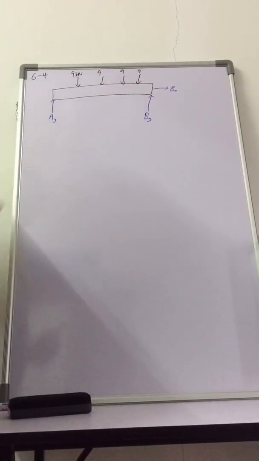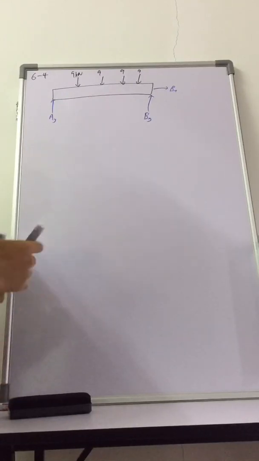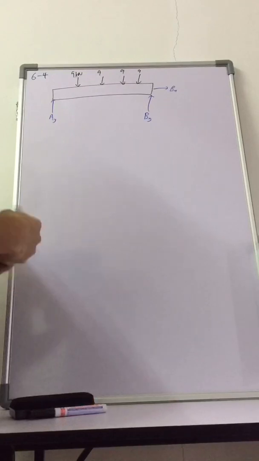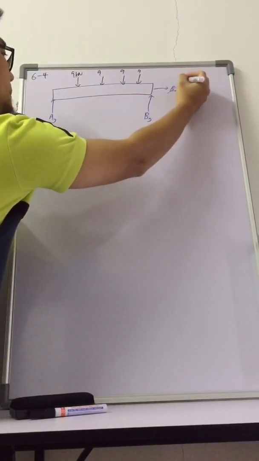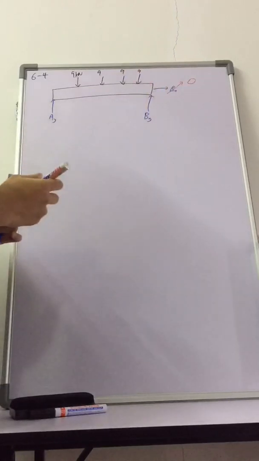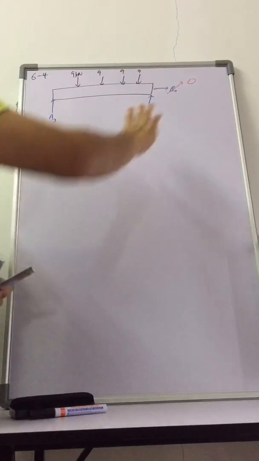Next, what should we do? We have to find the reaction forces. In order to find the reaction forces, one thing is very clear: this Bx is 0. Why? Because there are no other forces in the x direction, so there is no Bx.